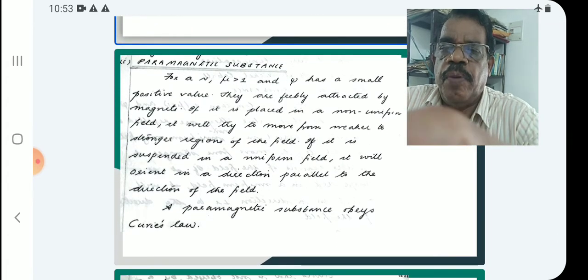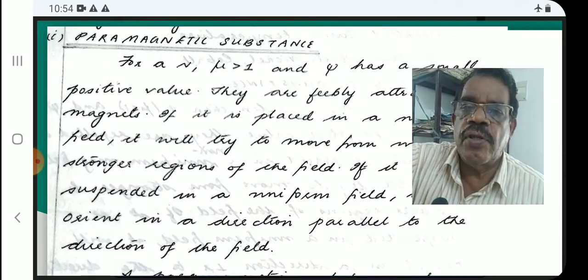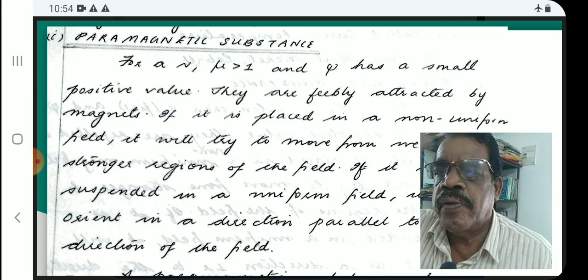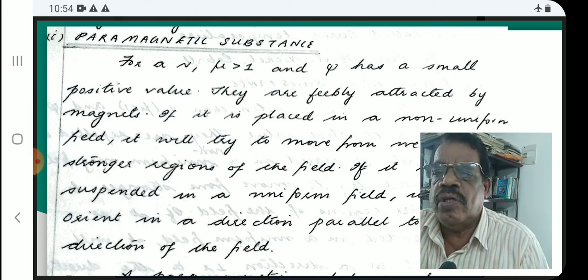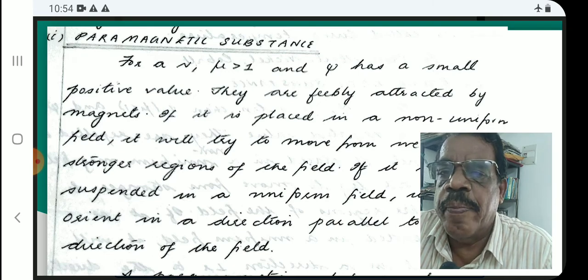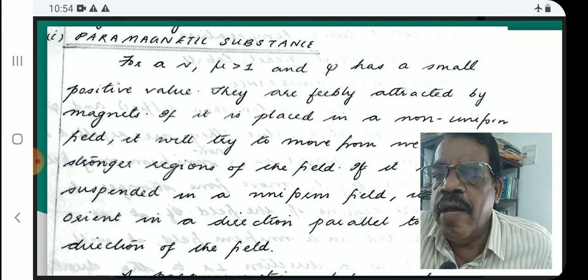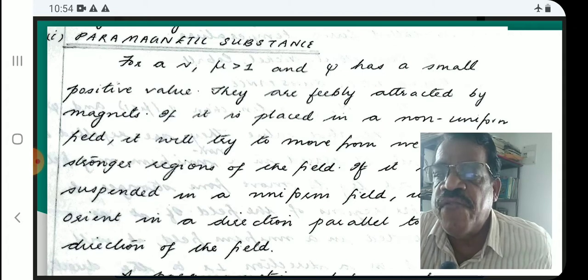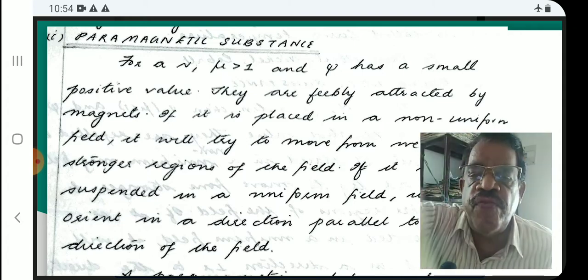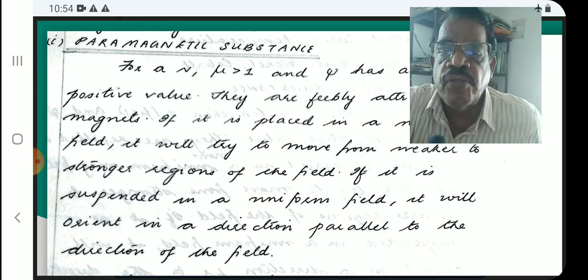The first one is paramagnetic substance. What are the properties of a paramagnetic substance? For a paramagnetic substance, mu is slightly greater than 1 and psi has a small positive value. They are feebly attracted by magnets. If placed in a non-uniform field, it will try to move from weaker to stronger regions of the field.